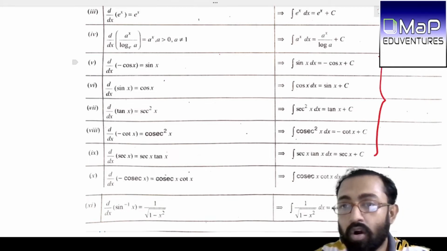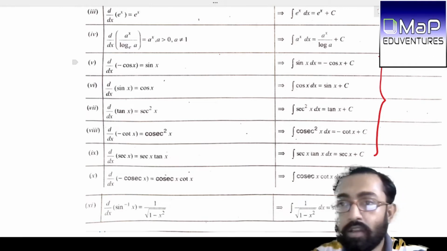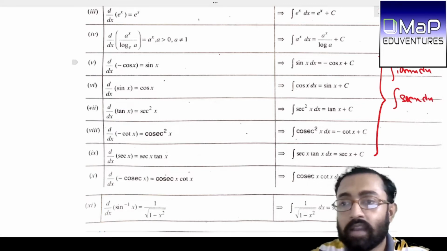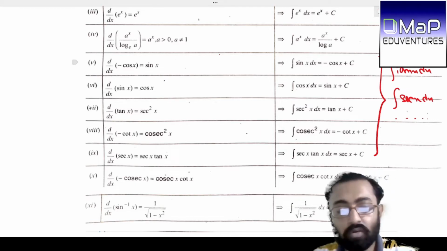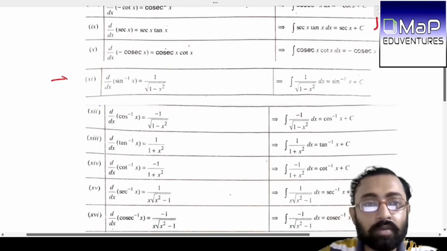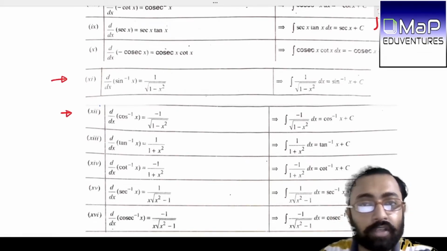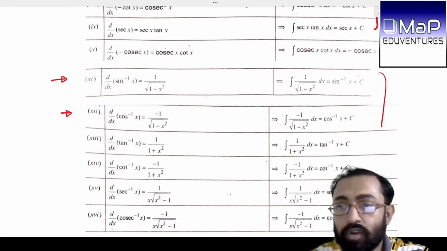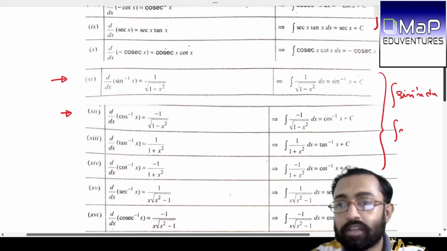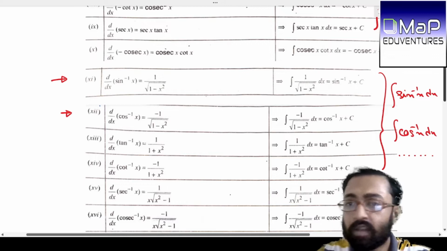Now observe here all the trigonometric integration, but you will not find integration of tan x dx, integration of sec x dx, and a few more are absent, like cot x. Now if you come down you will get d/dx of sin inverse x, cos inverse x, the inverse trigonometry derivative forms, but we don't find integration of sin inverse x dx, integration of cos inverse x dx.